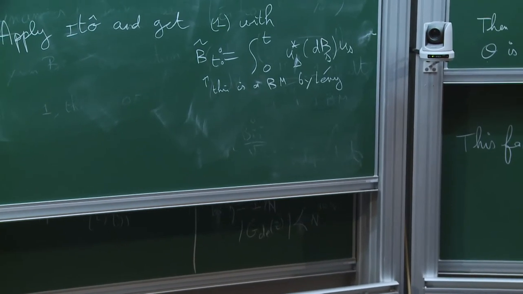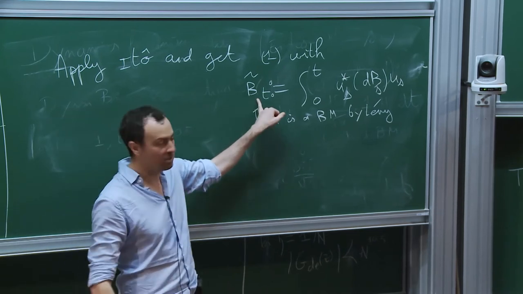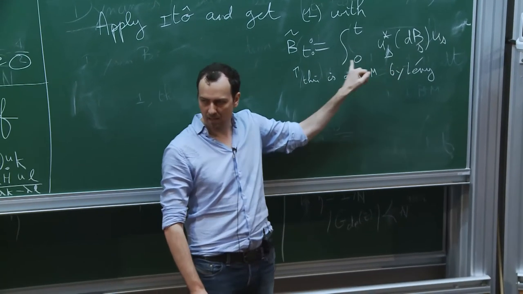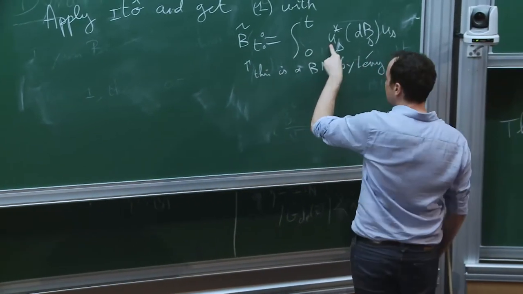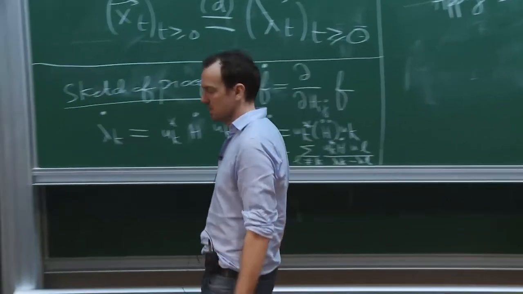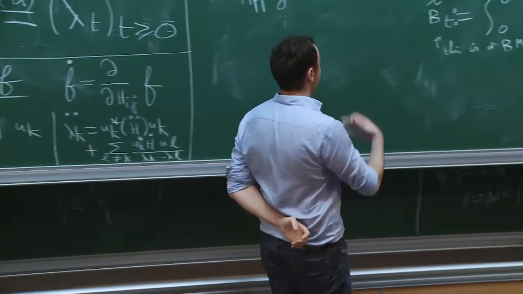Why matrix? B tilde k is a scalar? This is my matrix here. I mean, any single entry, this is an equality of matrices. So U_s star is my eigenbasis at time s. OK. So you have this equation.